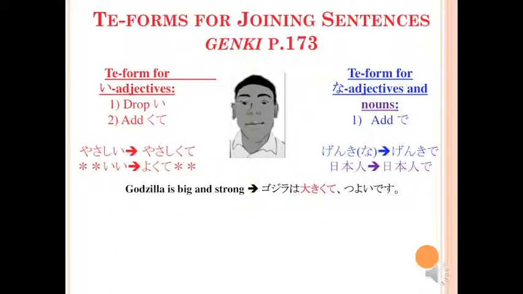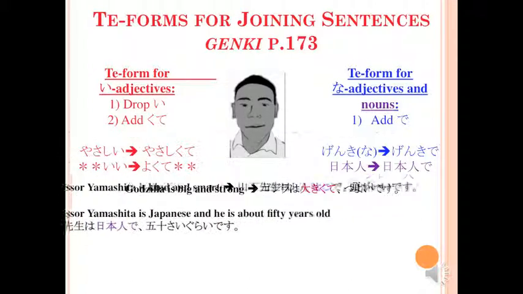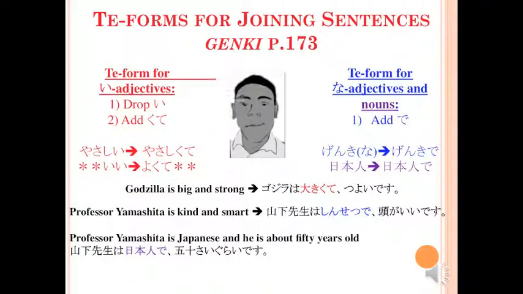Good. Okay. You can also do this with na-adjectives and nouns. We can say, for example, that Professor Yamashita is kind and smart. Yamashita sensei wa shinsetsu de atama ga ii desu. Or we can say that Professor Yamashita is Japanese and about 50 years old. Yamashita sensei wa Nihonjin de 50歳くらいです.